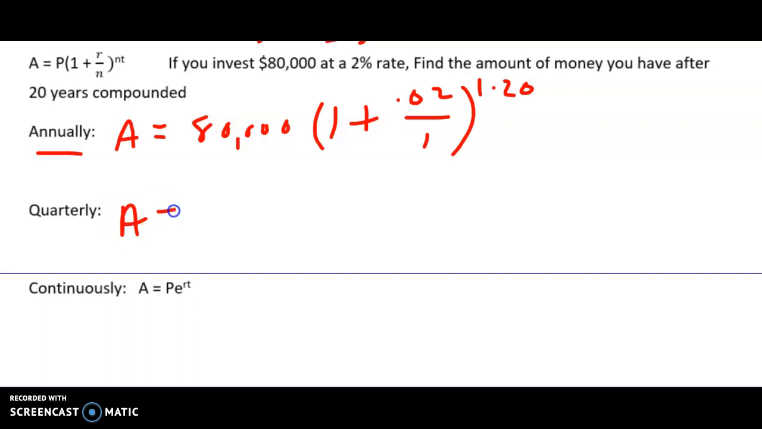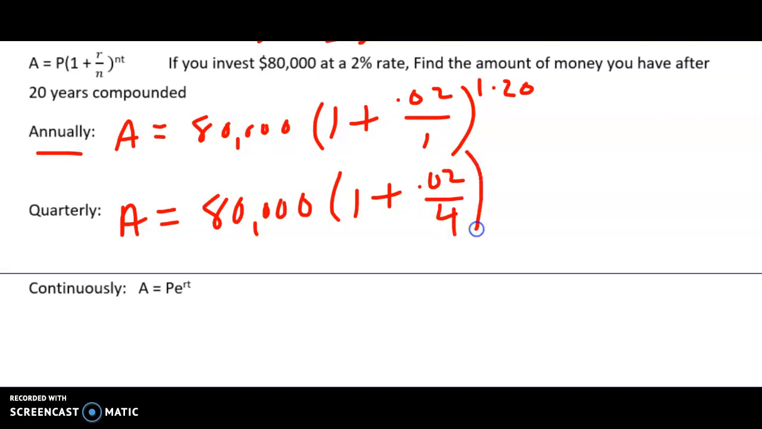Quarterly, notice the same thing with the 80,000. 1 plus 0.02. So far, everything's the same. But quarterly means 4 times a year. So it's 4 to the 4 times 20 power. Again, we'll do this on our calculator.